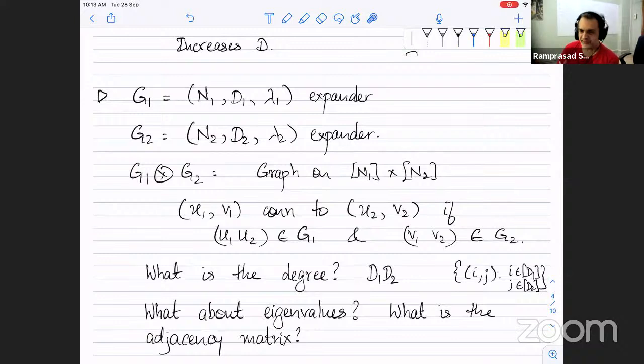Right? So we seem to have made some good progress in increasing the number of vertices, but we seem to have paid for it by increasing the degree also in the process. Now the hope is that we didn't do something bad to the eigenvalues. So the next thing that we want to ask is, what are the eigenvalues of this new graph? Maybe to understand that, a better thing to ask is, what is the adjacency matrix? Maybe if we understand the adjacency matrix better, then we may understand the eigenvalues better.